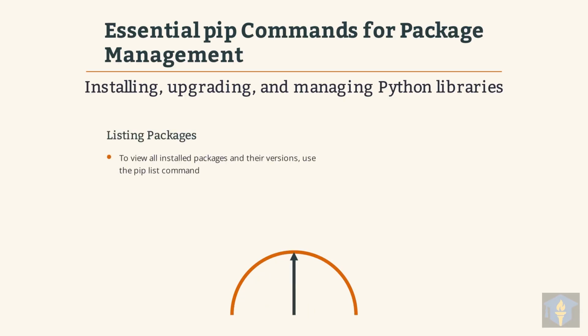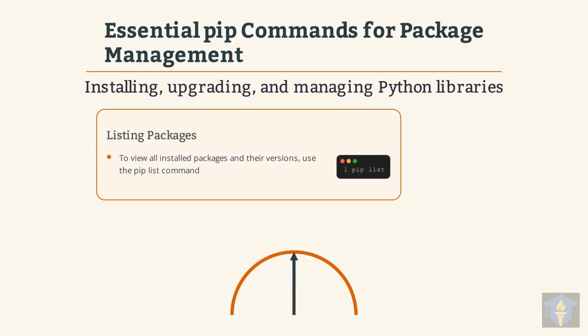Finally, let's discover how to list all the packages currently installed on your system. To view all installed packages and their versions, simply use the straightforward pip list command. Just type pip list into your terminal to get a comprehensive overview of your installed Python libraries.